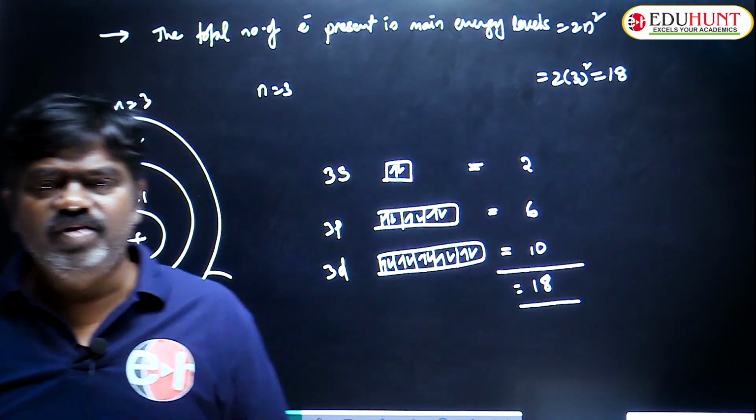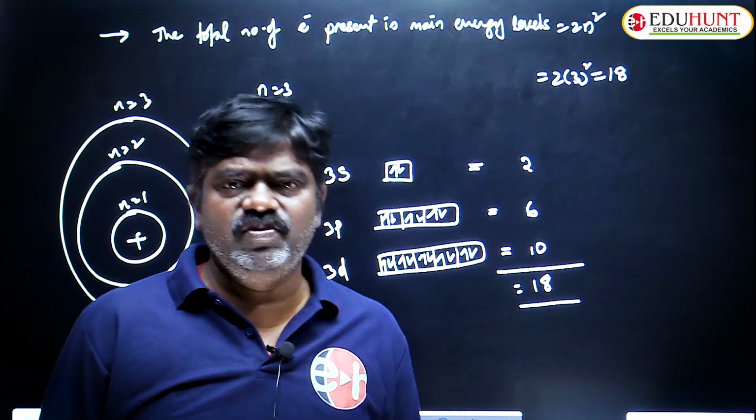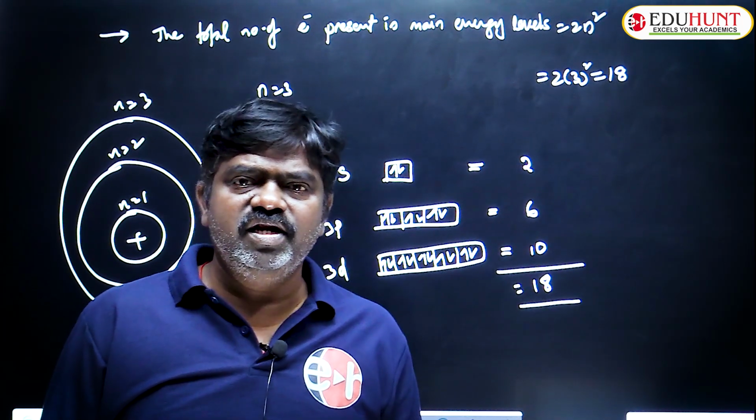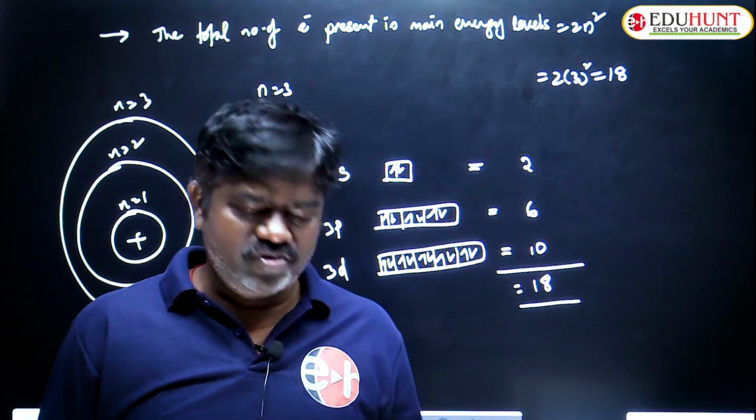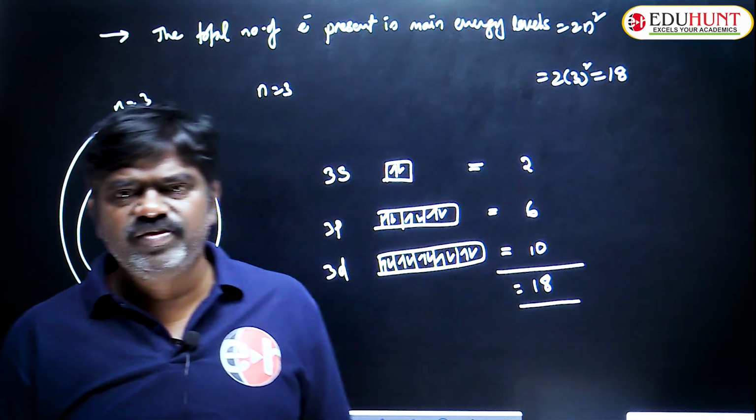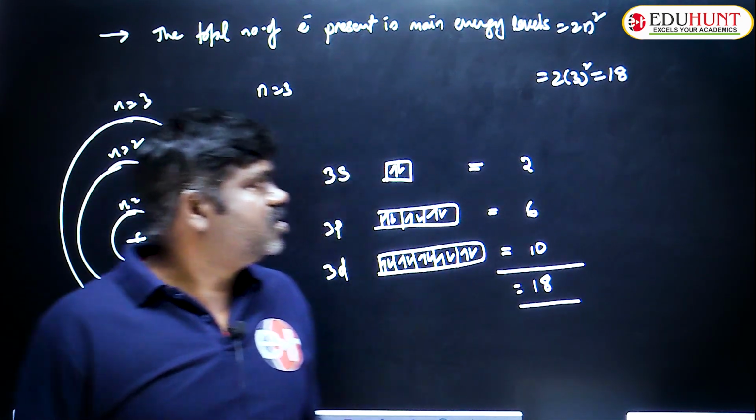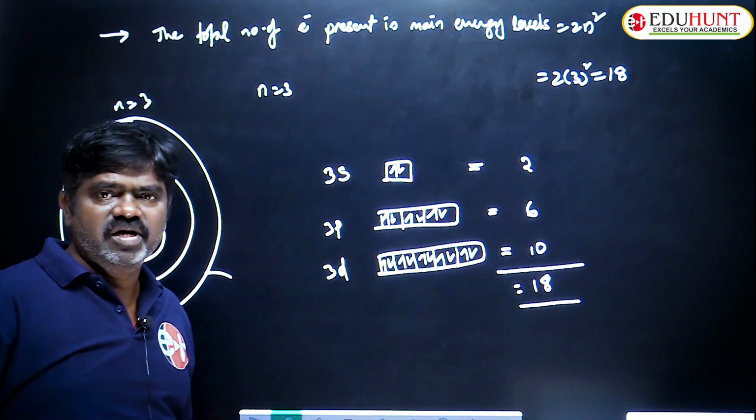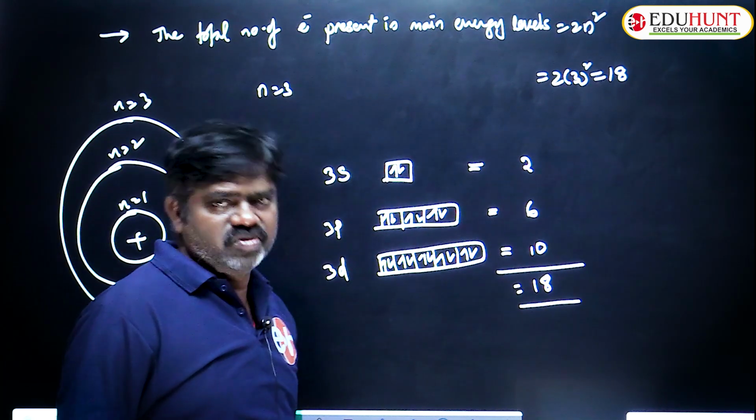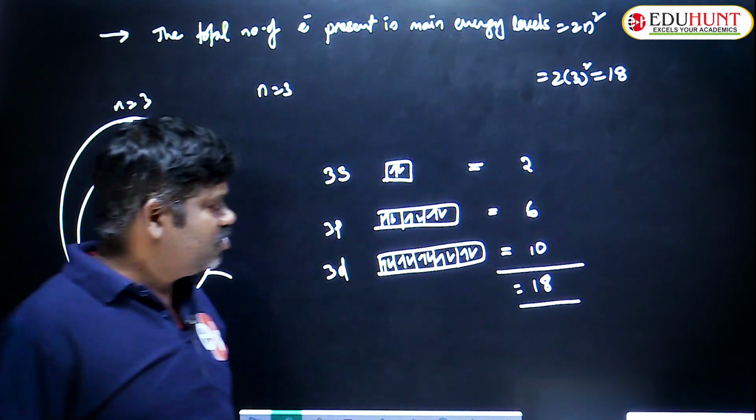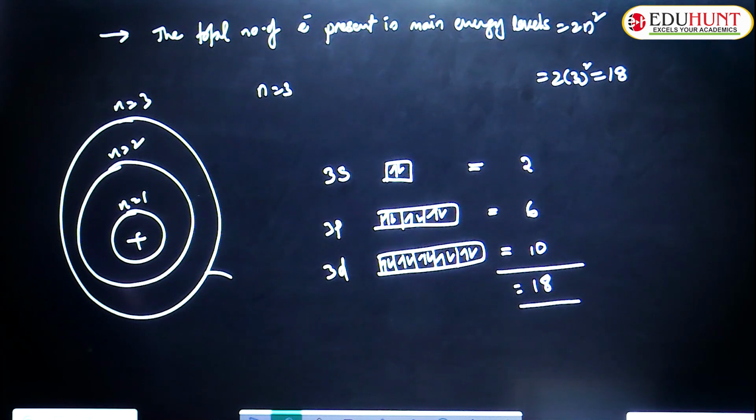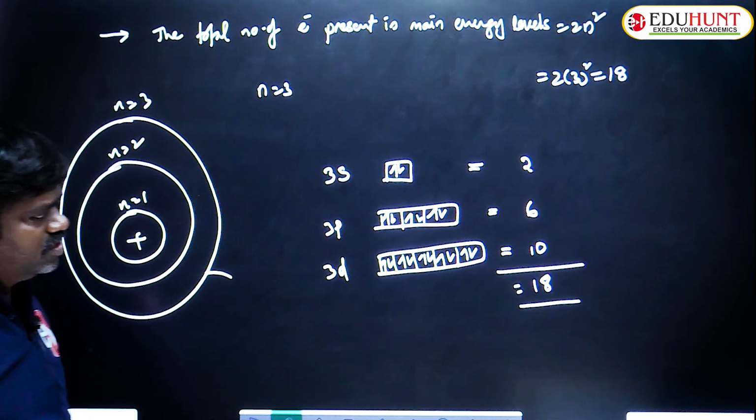So, the principal quantum number also explains the total number of electrons present in an orbit. That is the formula 2n square. If you take the third shell, 2 into 3 square gives 18 electrons. Understood? If you take the third shell, the total number of electrons present is 2 into 3 square is equal to 18.